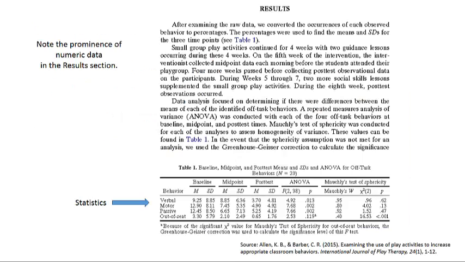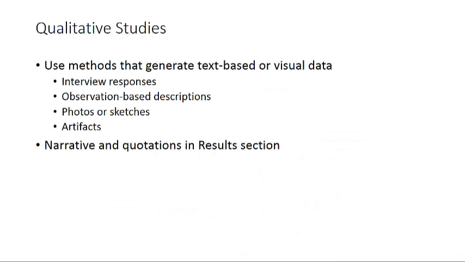Here is an example of a quantitative study's results section. Note the prominence of numeric data and the presence of statistics in the table. Qualitative studies use research methodology that generates text-based or visual data: interview responses, observation-based descriptions, photos, sketches, artifacts such as student work samples, etc.